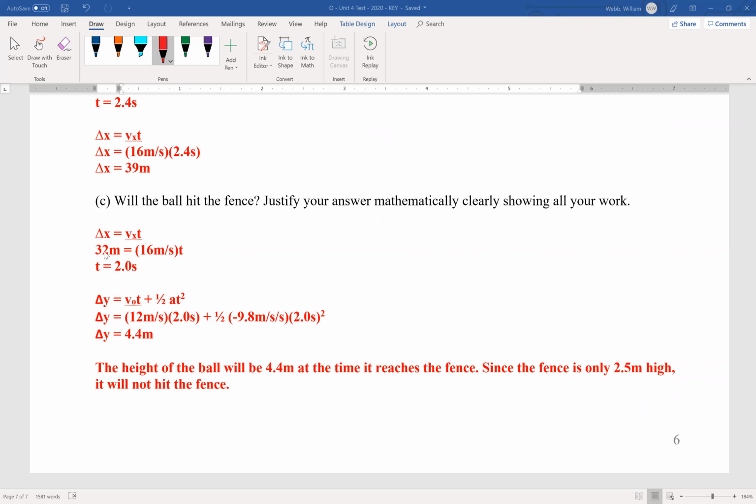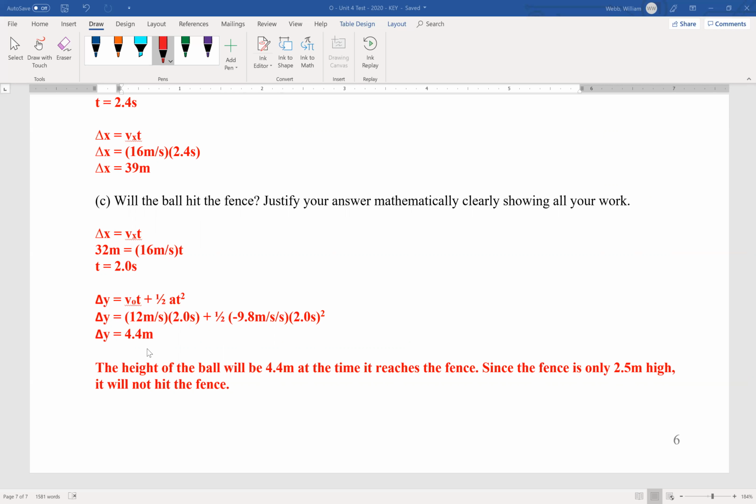So now I need to switch gears from horizontal to vertical. And I use the second kinematics equation we learned, trying to find the height with a vertical initial velocity of 12, flying in the air for 2 seconds to reach that 32 meter range, and vertically being accelerated because of gravity. It would reach a vertical height after 2 seconds of 4.4 meters. Since that's greater than the 2.5 meter wall, it would not hit the wall, it would clear it.